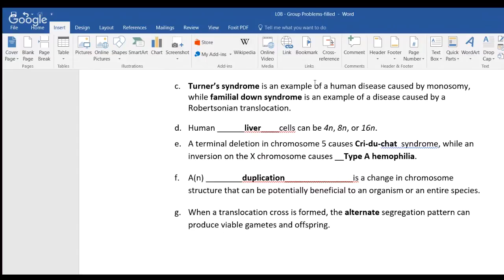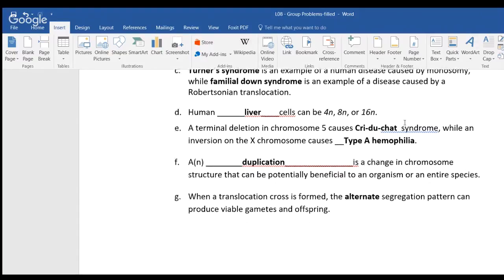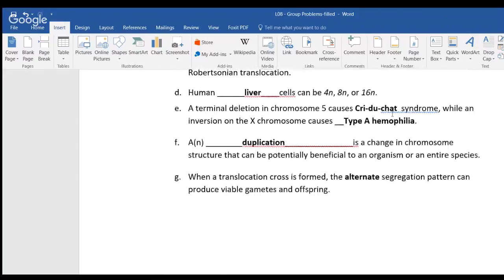And for the following portion, we know that familial Down syndrome is an example caused by Robertsonian translocation. If they just said Down syndrome, it would be because of trisomy, but familial Down syndrome is due to translocation, not another chromosome 21.